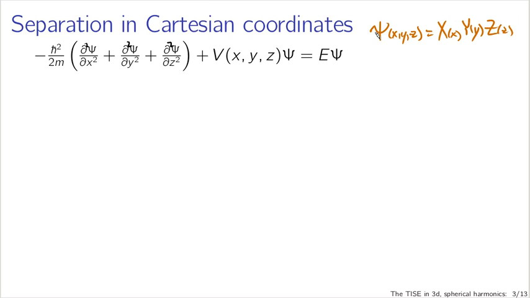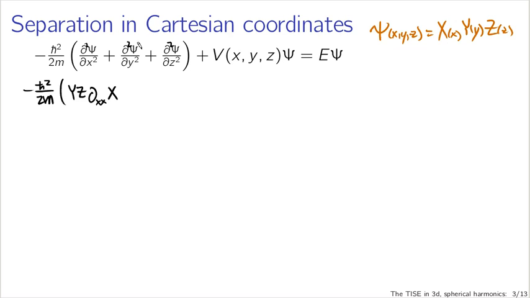So substituting in psi as a product of x, y, and z in, say, this term. This term is a second partial derivative with respect to x. That second partial derivative is only going to act on the part of psi that depends on x. It will ignore the parts that depend on y and z. So I'll end up with, first of all, my constant minus h bar squared over 2m out front. And then I'll end up with y, z untouched, and then the second partial with respect to x of, sorry, it's not psi anymore, it's x.